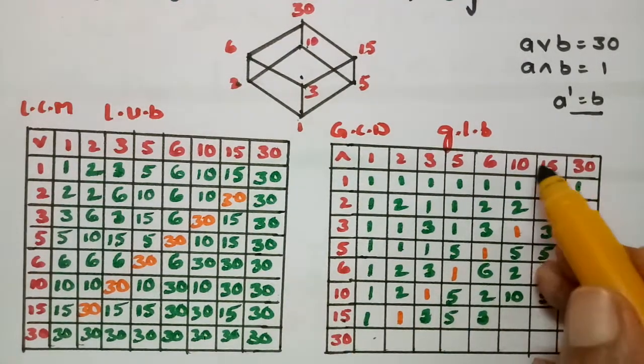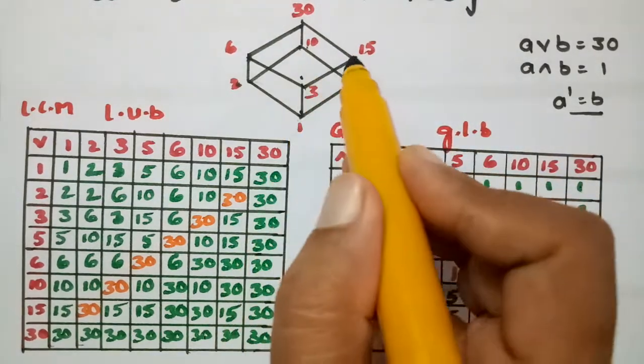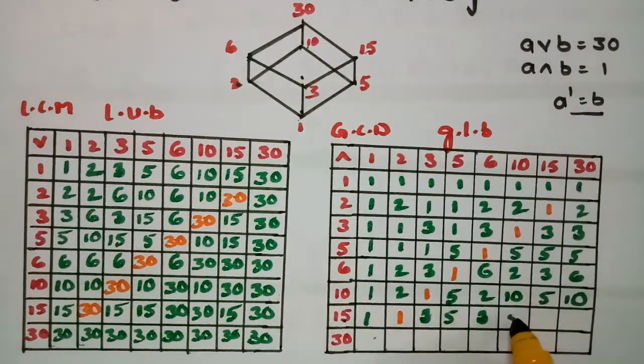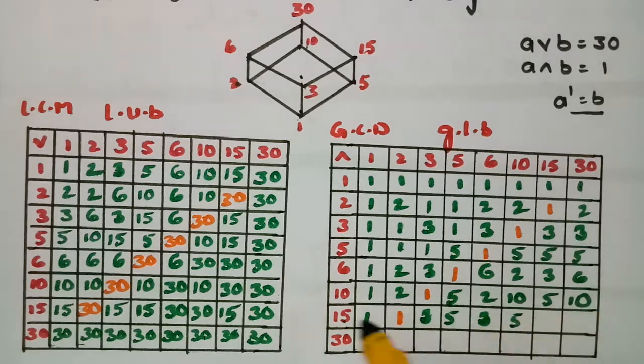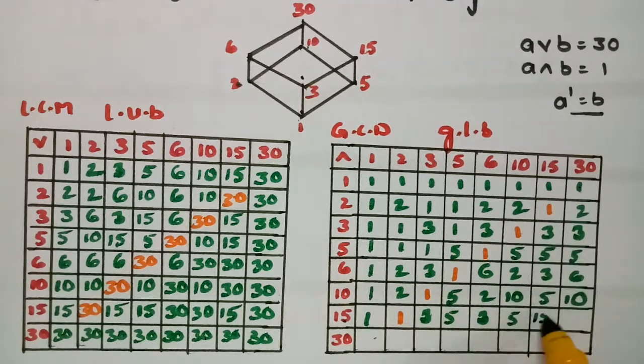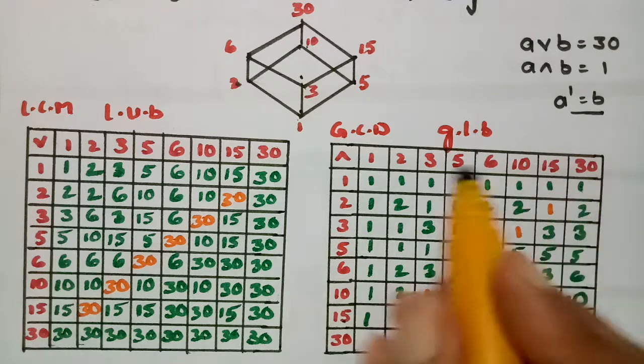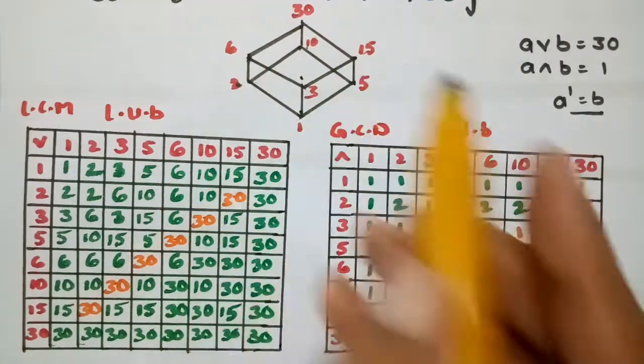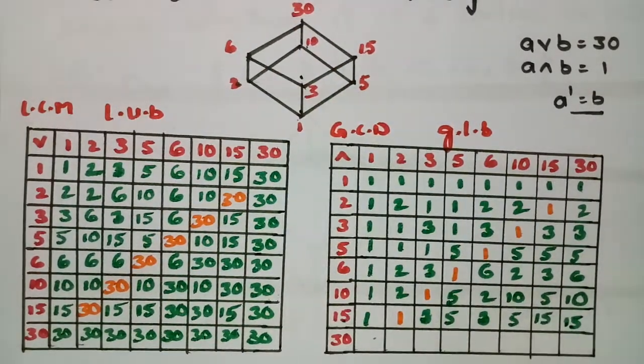Among 15 and 10, the meeting point here, the greatest lower bound, is 5. And next, 15 and 15: 15 will be the least. 15 and 30: 15 is the lower bound.